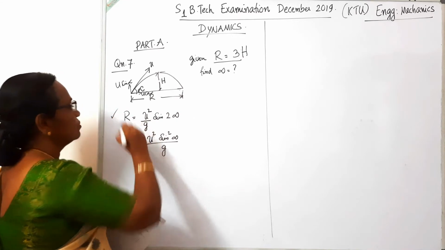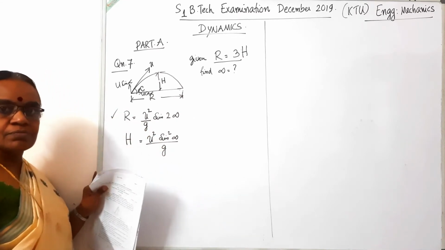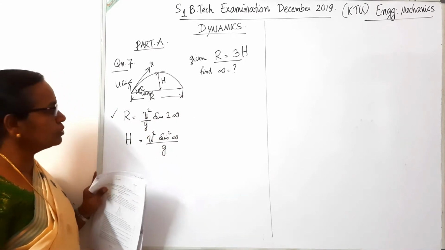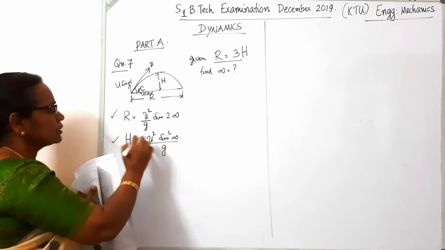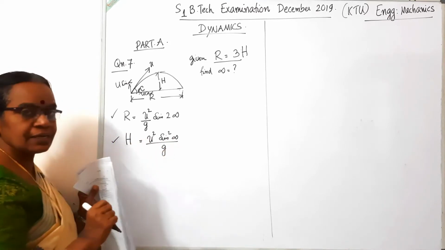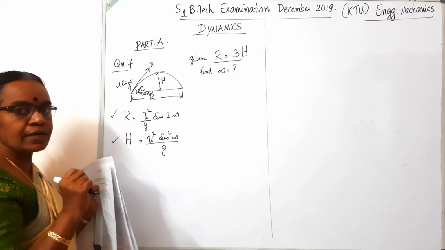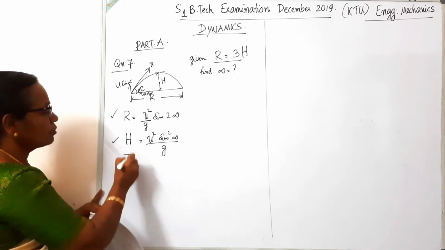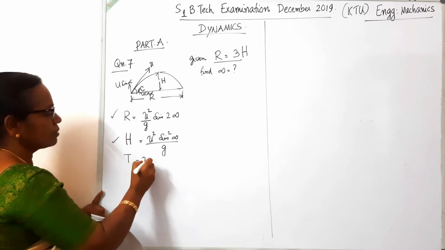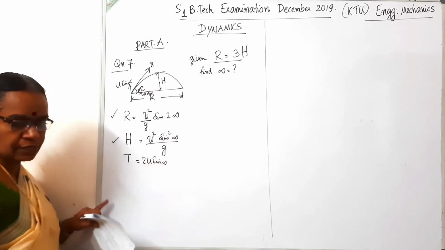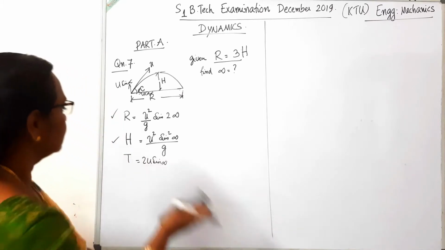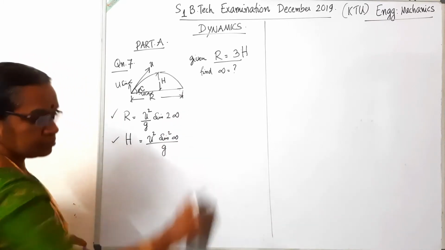From that equation we have derived the range of the projectile, R is equal to u square by g sin 2 alpha, and the maximum height attained by the projectile is u square sin square alpha by 2g. The time of flight, the total time required, is 2u sin alpha by g, but that is not required here. We need these two only.